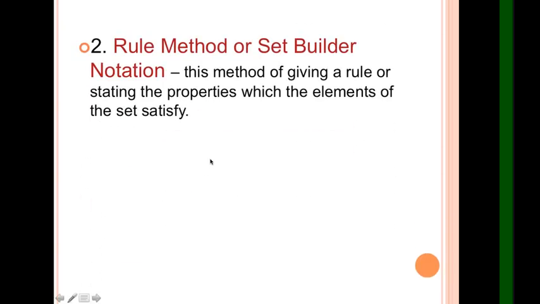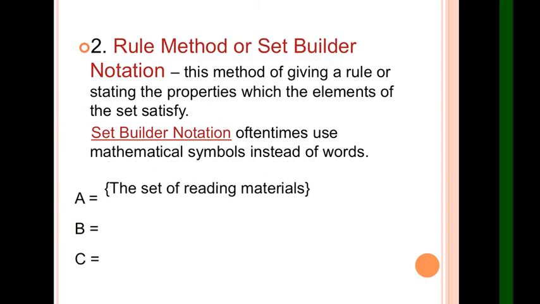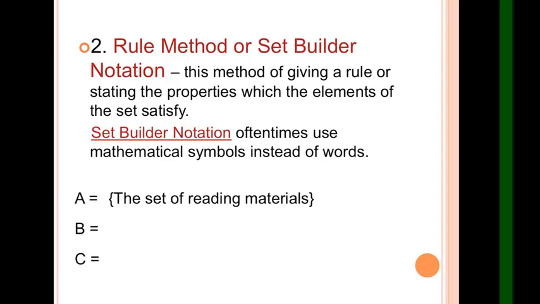On the other hand, we have what we call the rule method or set builder notation. So, iba yung rule method sa set builder notation. Pag sinabing set builder notation, oftentimes we use mathematical symbols instead of words. So, let's have this A, B, and C. For letter A, the set of reading materials. So, this one is a rule method.